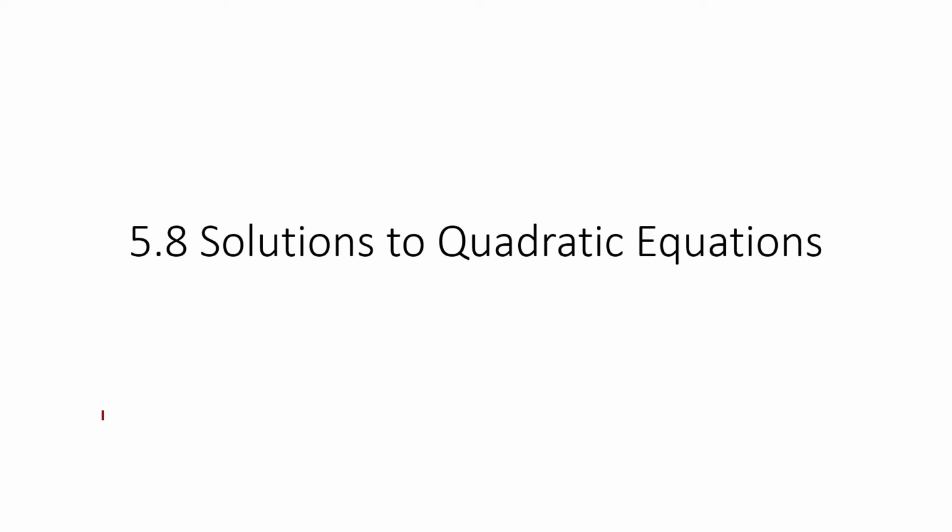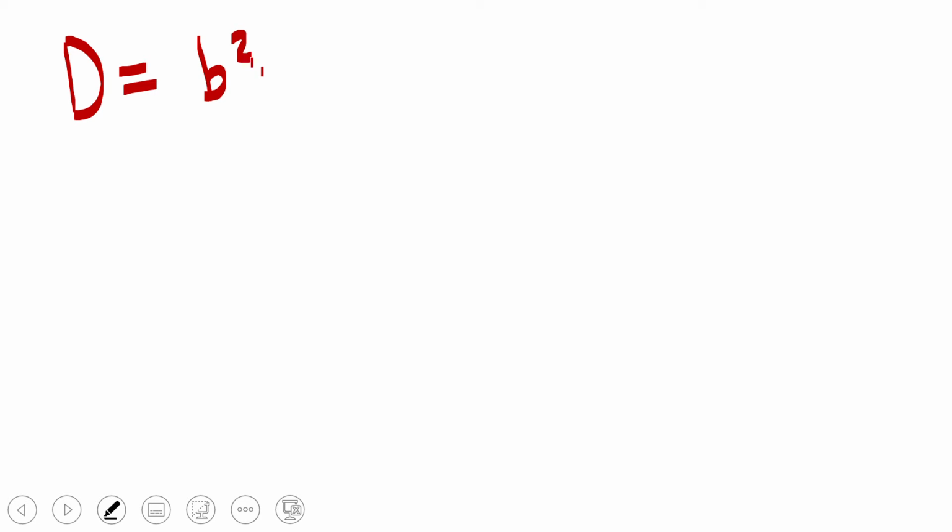Hello class, I'm working out of Algebra 2, 5.8, Solutions to Quadratic Equations. We're going to focus on part of the quadratic formula under the square root symbol. It's called the radicand, and that equals the discriminant. So we're going to be solving for the discriminant with that part of the formula. So the discriminant equals b squared minus 4ac.